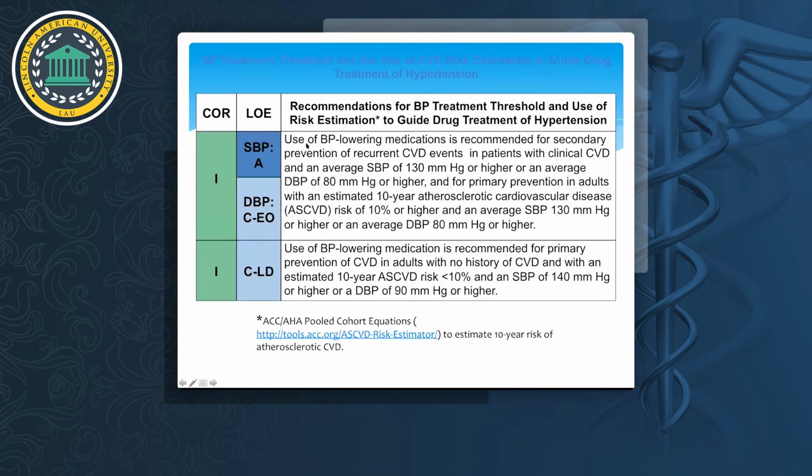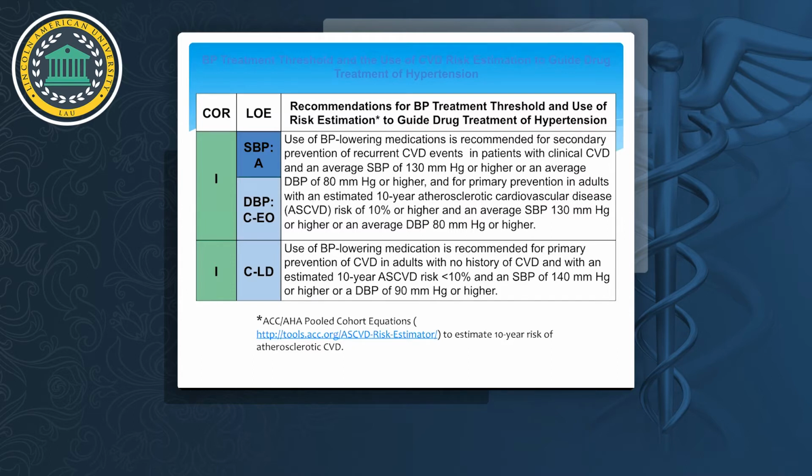As per the guidelines, use of BP lowering medications is recommended for secondary prevention of recurrent cardiovascular disease events in patients with clinical CVD and an average blood pressure of 130 millimeters of mercury or higher, and for primary prevention in adults with an estimated 10-year atherosclerotic cardiovascular disease risk of 10% or higher.